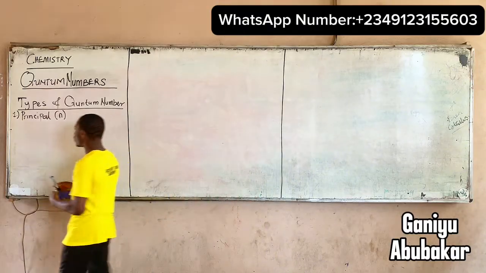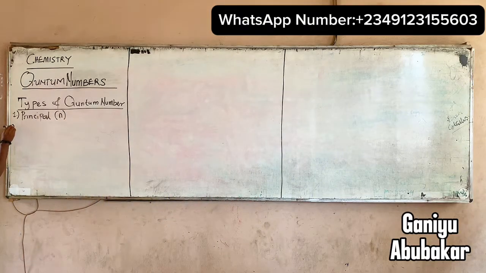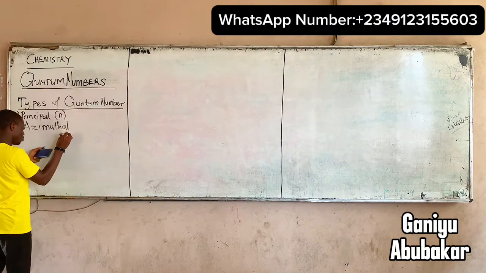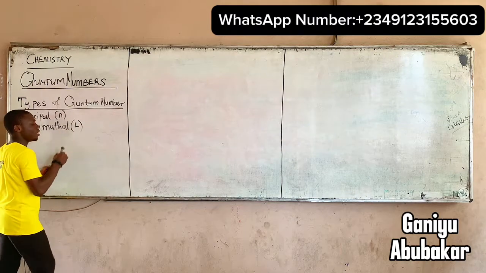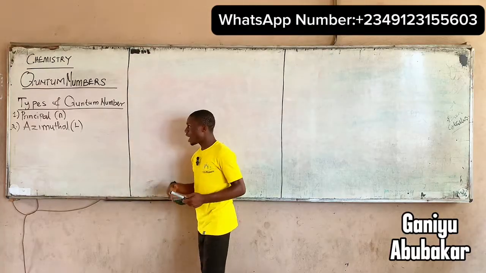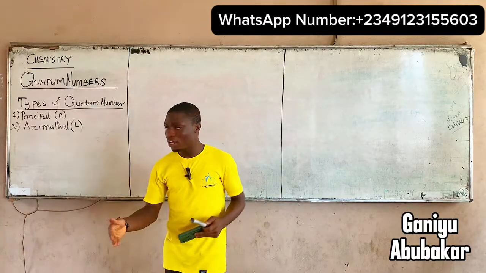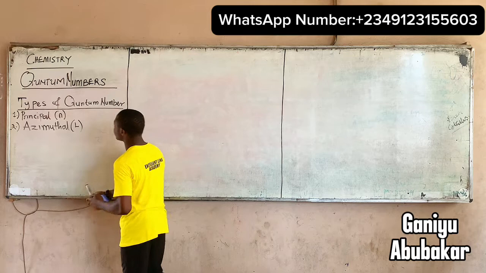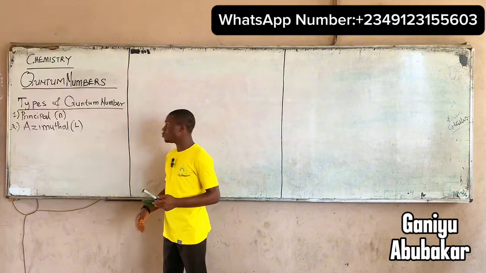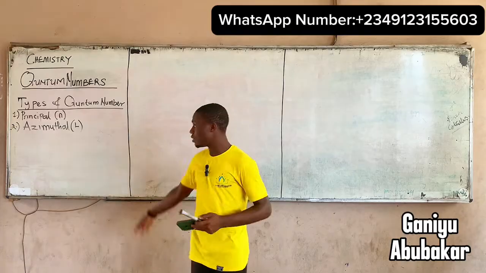The second type of quantum number that we have is called the azimuthal quantum number. This one is represented by L. So we have the types of quantum number. Number one, the principal quantum number, abbreviated with n. Second, the azimuthal quantum number, that's your L.